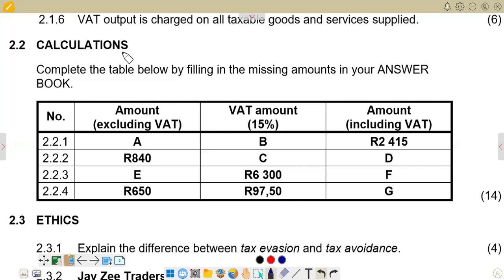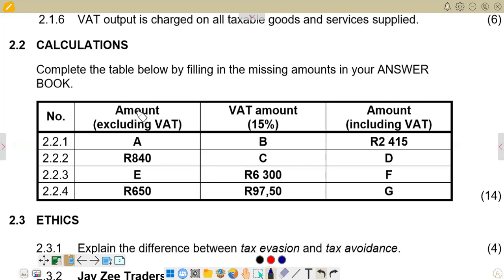In this video, we want to look at the calculation of value-added tax, or the missing figures of value-added tax. So this is what we have. The question reads, complete the table below by filling in the missing amounts in your answer book. You are given a table with a column for the amount excluding VAT, then the VAT amount, which is 15%, and then the amount including VAT. So this is the distribution of the figures that we are given.